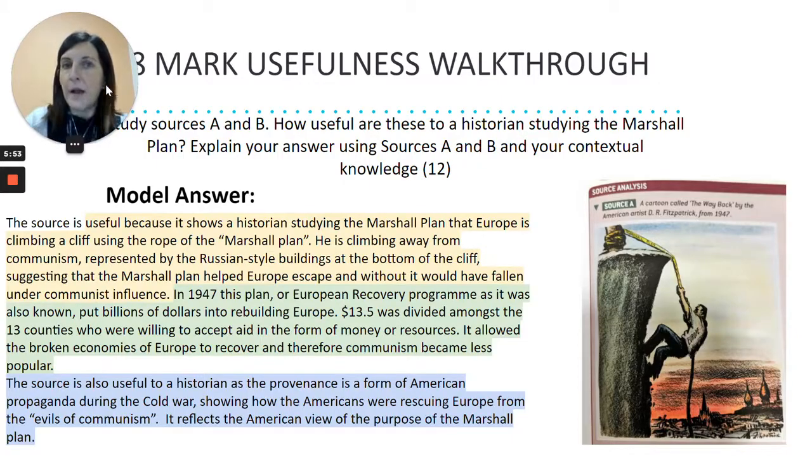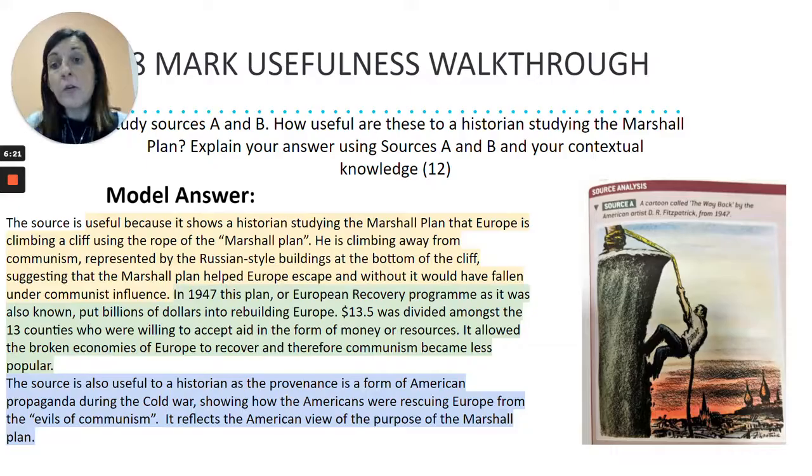Then you need to apply your own knowledge. So in 1947, this Marshall Plan, or European Recovery Programme as it was also known, put billions of dollars into rebuilding Europe. $13.5 billion was divided amongst the 13 countries who were willing to accept aid in the form of money or resources. It allowed the broken economies of Europe to recover, and therefore communism became less popular.